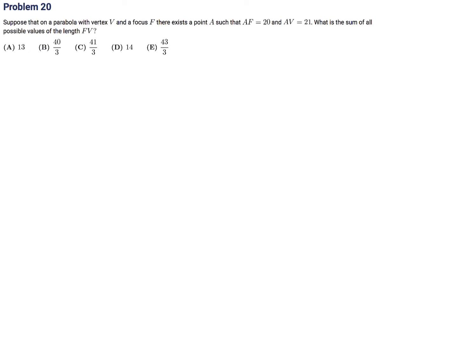Suppose that on a parabola with vertex V and a focus F, there exists a point A such that AF is 20 and AV is 21. What is the sum of all possible values of the length FV?